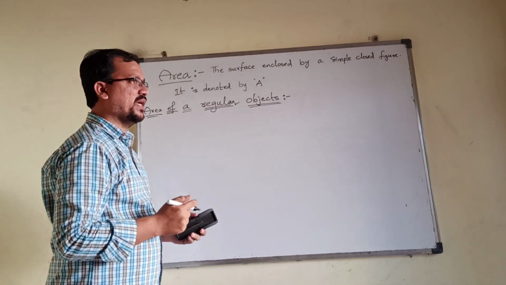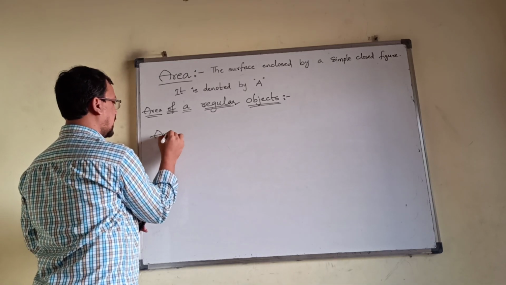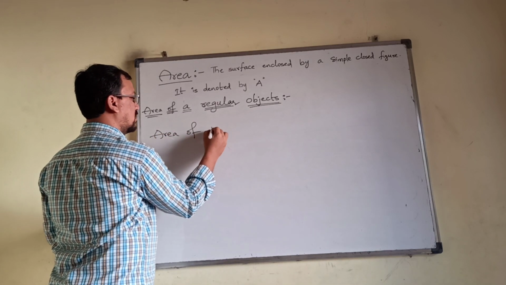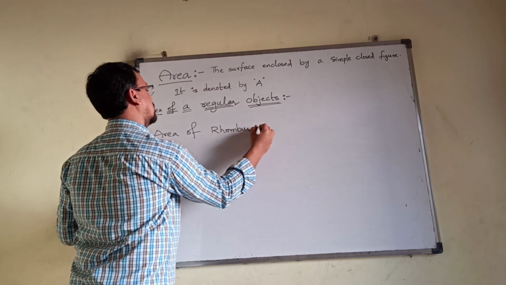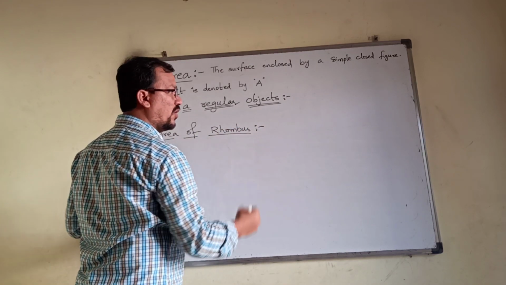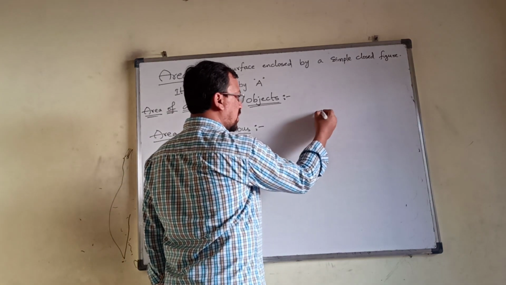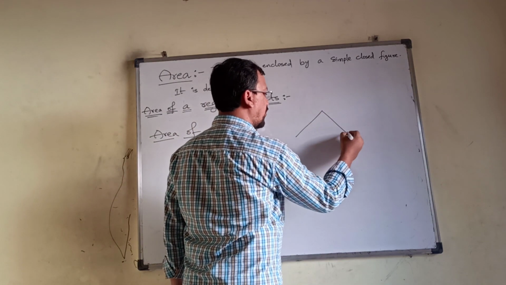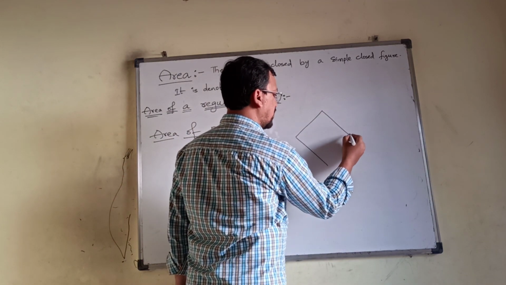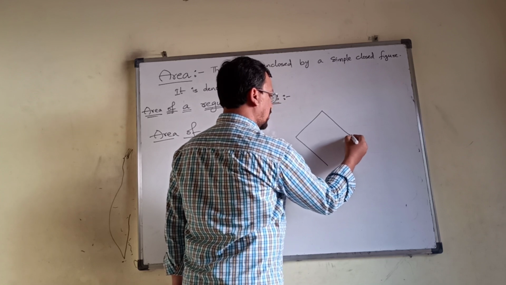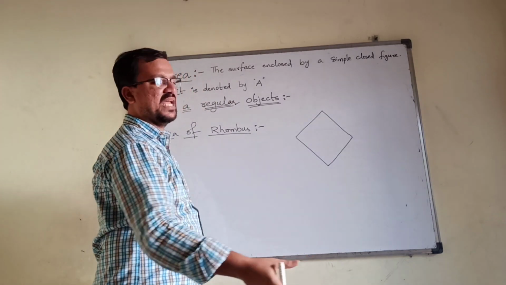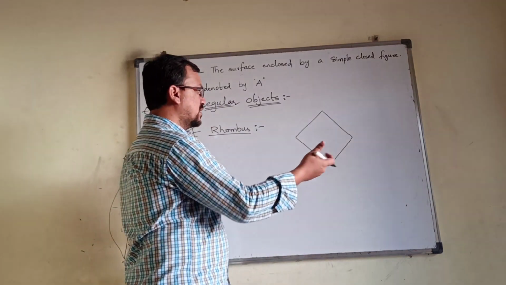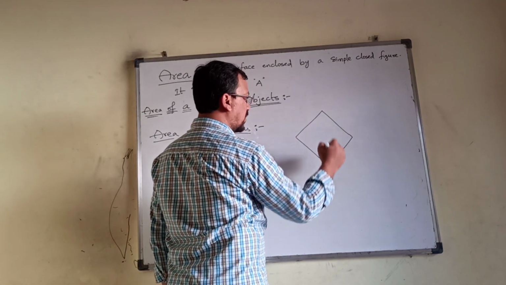How to find the area of a rhombus? A rhombus is one type of parallelogram which looks like a kite, like a diamond. People call it in their own way. So this is a rhombus.